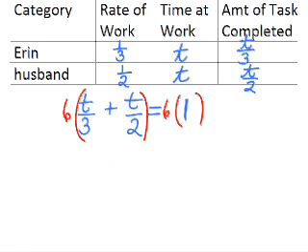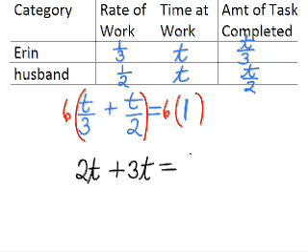Distributing the 6 through the parentheses, we have 3 divides into 6, and we get 2t, plus 6 times t over 2. 2 divides into 6, and we get 3t, equals 6 times 1 is 6. Now combining like terms, we get 5t equals 6.